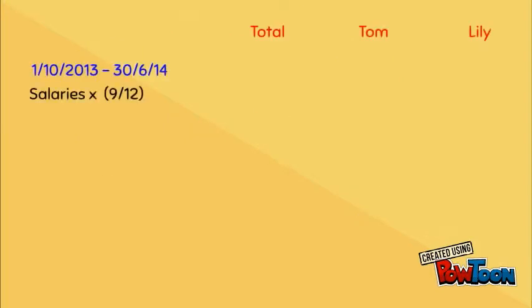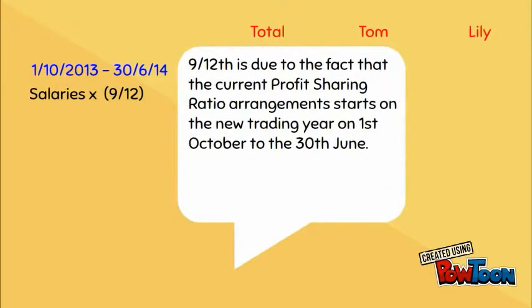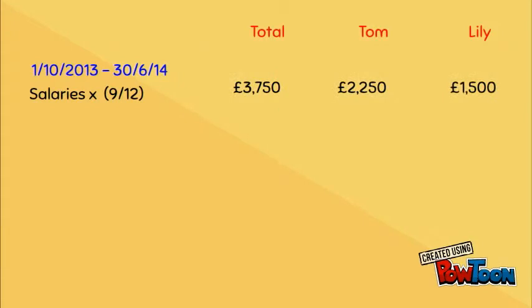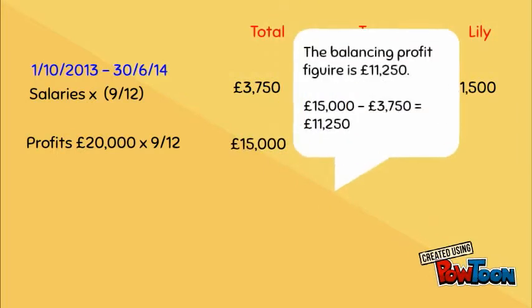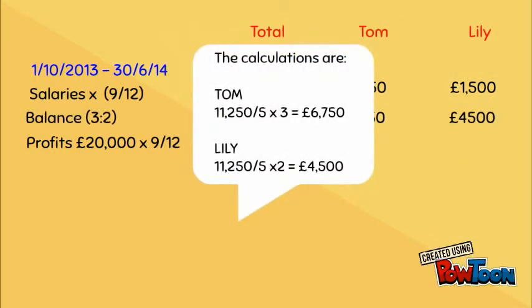So first of all, we must calculate the salaries. This is apportioned to 9/12 of the year because the current profit sharing ratio arrangement starts on the new trading year on the 1st of October to the 30th of June. Then we must calculate the profits, which is also apportioned 9/12 of the year, which gives you £15,000. The balancing figure is, as a result, £11,250, which is then apportioned in a ratio of 3 to 2 in Tom's favour.